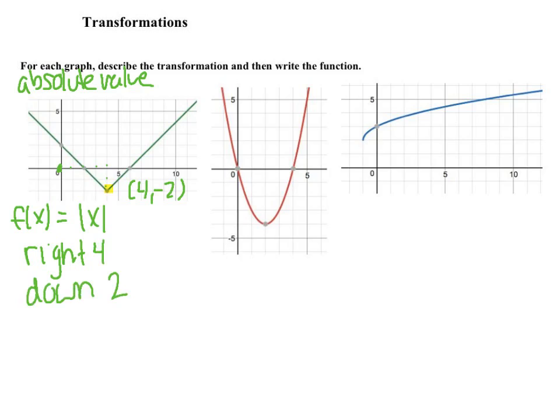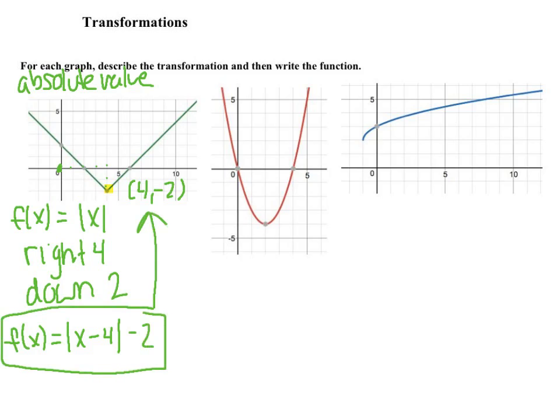So now I need to write my function. I'm going to start out with f of x equals the absolute value of x. Now, because it went right 4 on the x-axis, when I write it into the function, I'm actually going to put -4. And then, because my graph went down 2, I'm going to close the absolute value sign, and then I will put down 2. This is the function for the graph above.